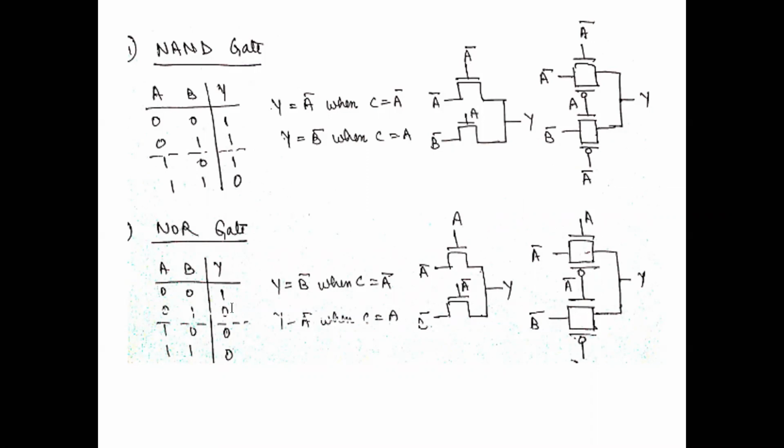Similarly, for NOR gate, truth table, look at this, y equal to B bar when control signal is A bar. If it is 0, we have to write it as A bar. And y equal to A bar when control signal is A. You can write it as A or B, but whichever is more convenient, because it goes to either 0 0 or 1 1 here. So usually A becomes easier for us to take as a control signal.